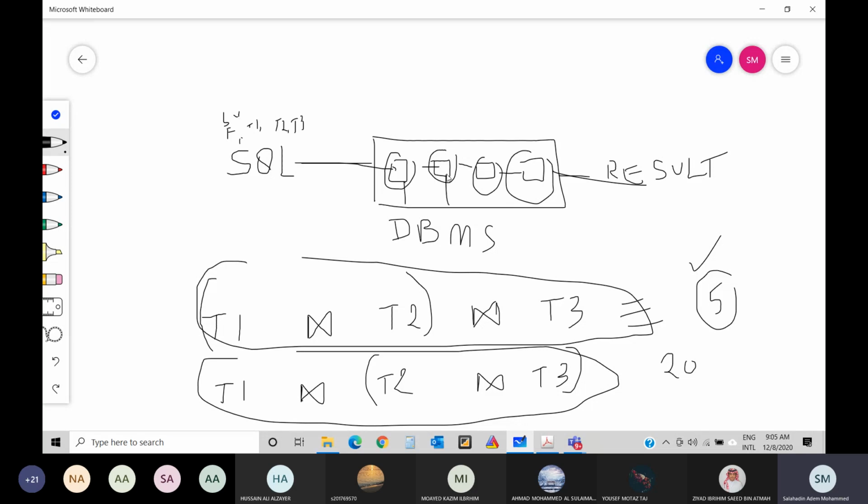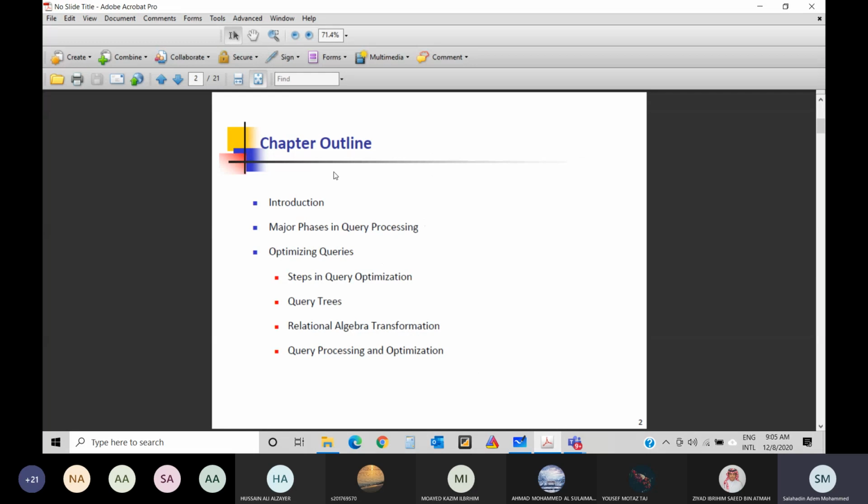So I'm going to talk about these different phases. What happens here? What happens here? And what happens here? So this is what we are going to cover first. So the major phases in query processing.